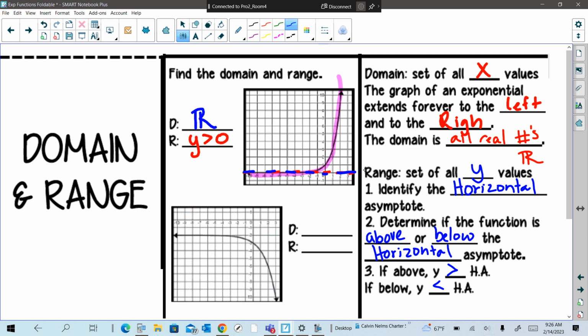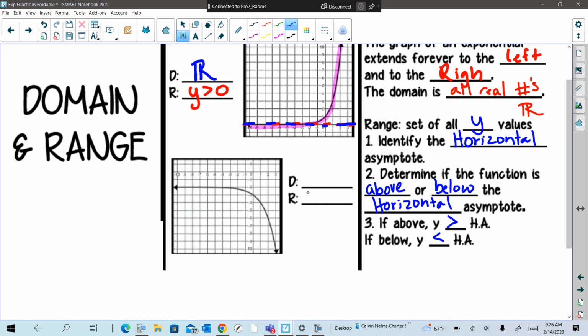Look at the second graph. For the domain, what are we going to write? All real numbers. Now look at your graph and find the horizontal asymptote. It's below this line, so y is less than -2. The horizontal line was at -2. Whatever line it's below, that's less than that number. If it's above it, it's greater.